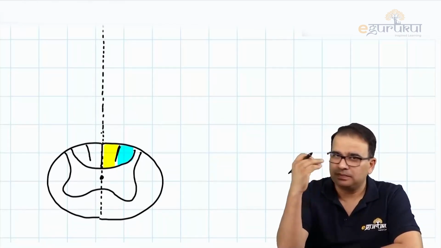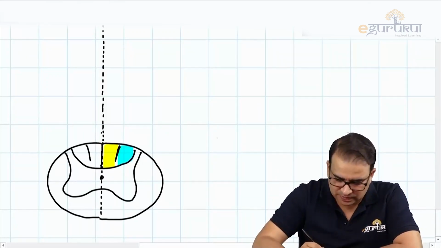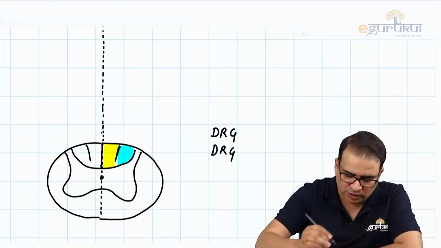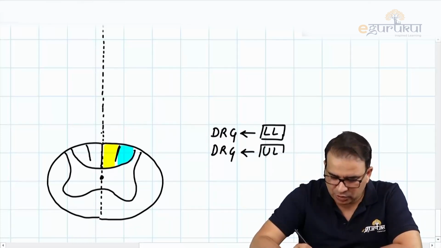The first order neuron, same story, dorsal root ganglia. So DRG. I'm writing it twice because some are coming from the lower limb and some from the upper limb. Now let's say these are the fibers coming from the lower limb, lower limb dorsal root ganglia, and there's an upper limb dorsal root ganglia.